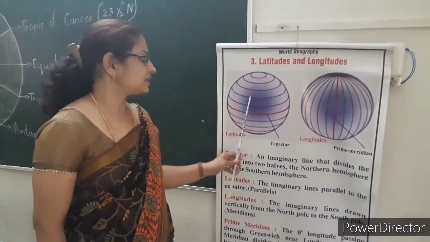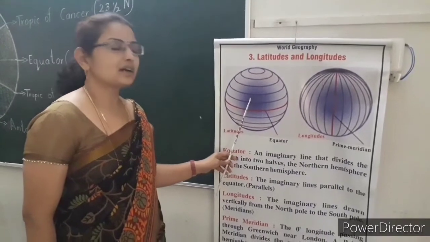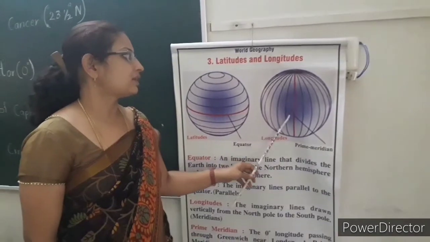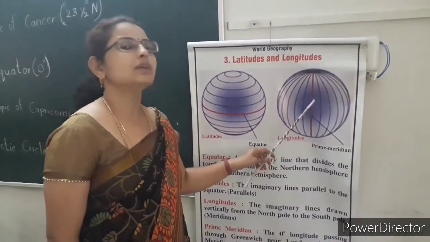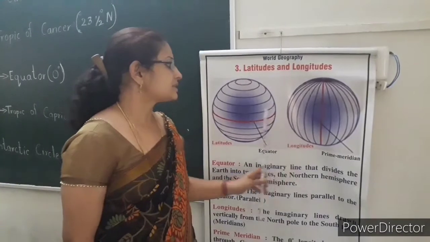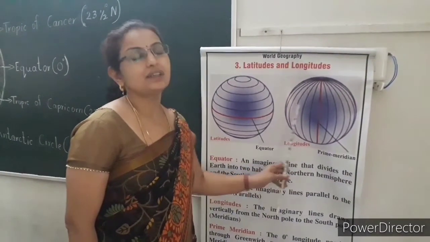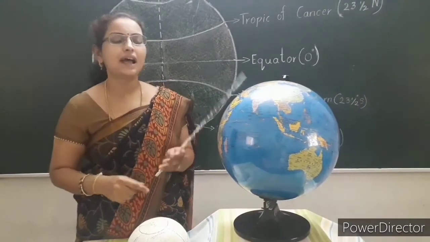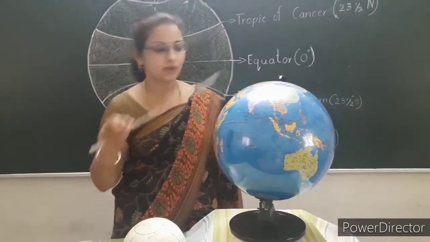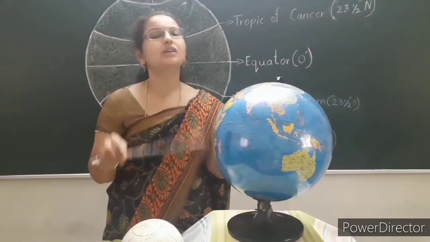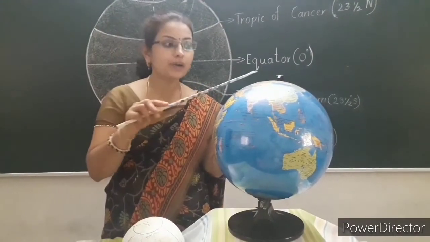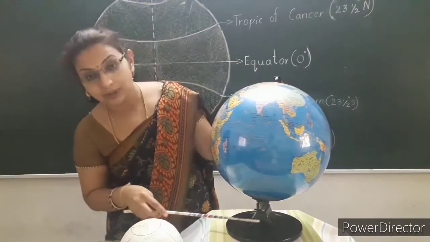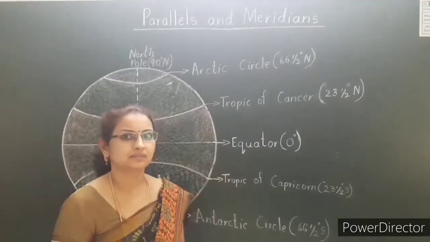These lines on the Earth are called parallels, or lines of latitude. These lines on the Earth are called meridians, or longitude. Both these lines are imaginary lines. Earth rotates on its axis. The end points of the Earth's axis are called poles. The point at the top of the Earth is called the North Pole and the bottom is the South Pole.